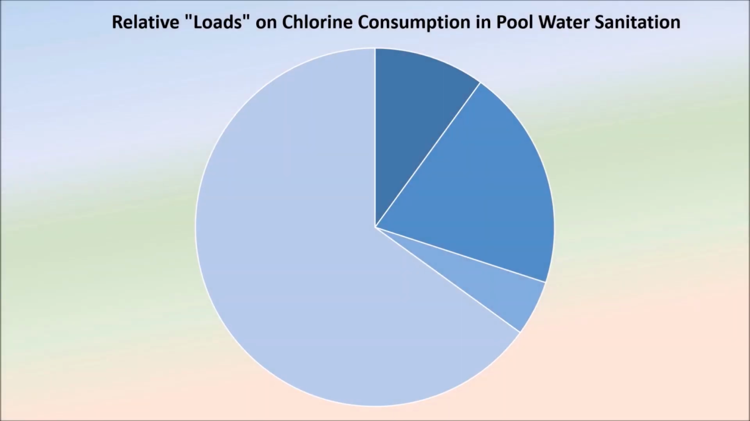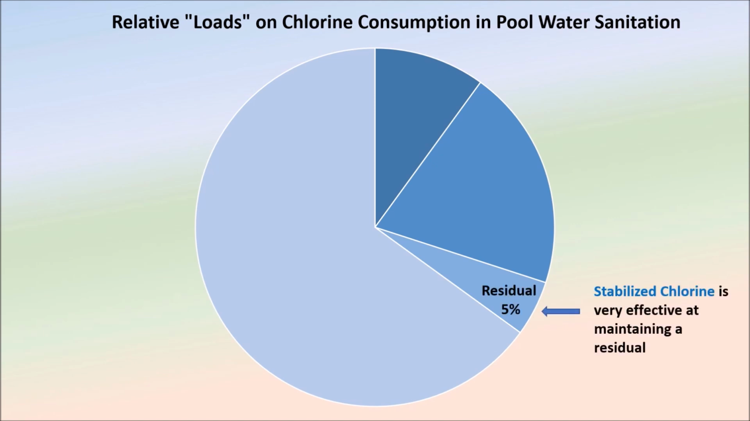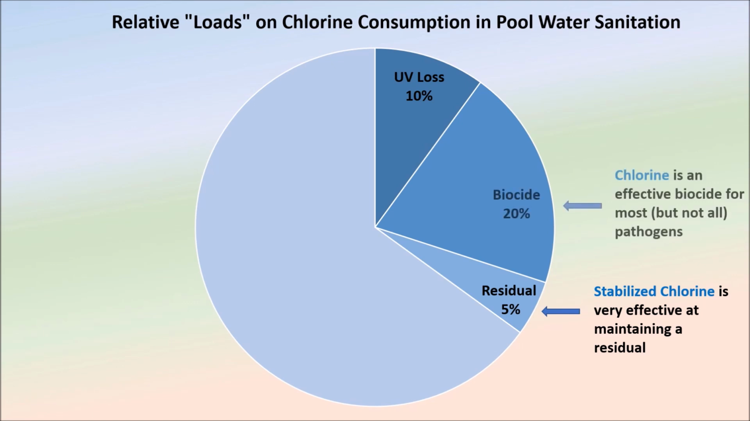If we look at the usage of chlorine in a typical residential swimming pool as it applies to these three elements, the percentage of distribution might look something like the pie chart you see here, with 5% going towards maintaining a residual, for which stabilized chlorine is an excellent choice, 10% being lost to UV degradation from the sun, and 20% going towards the biocidal function of killing most, but not all, microorganisms. But the overwhelming majority, often 65% or more, of chlorine consumption goes toward the oxidation function.